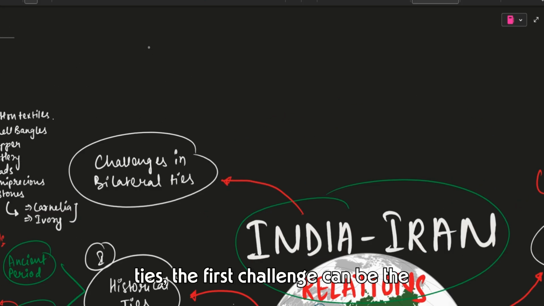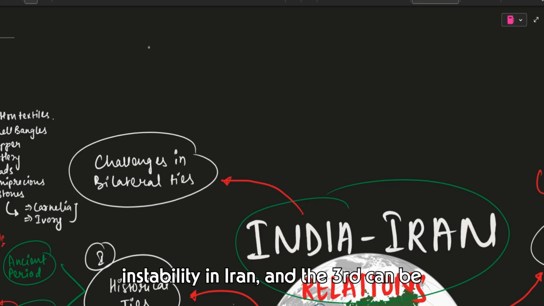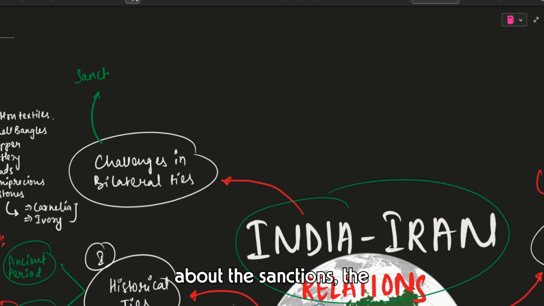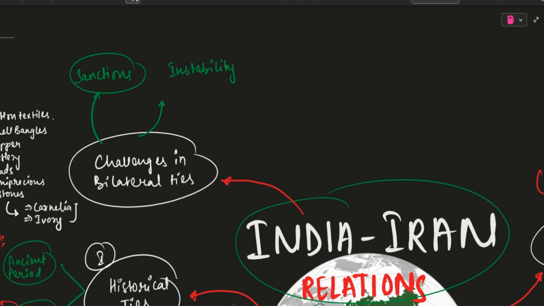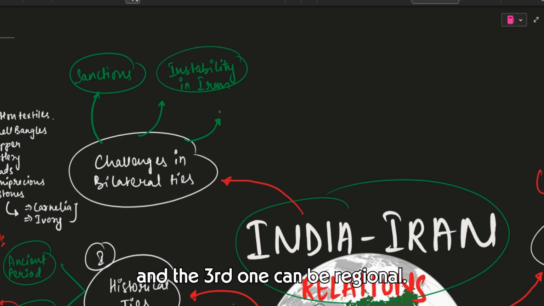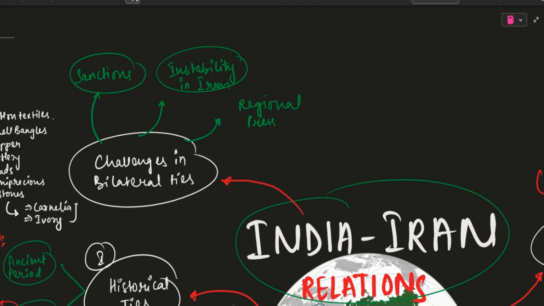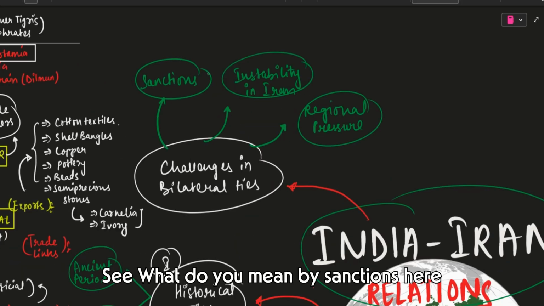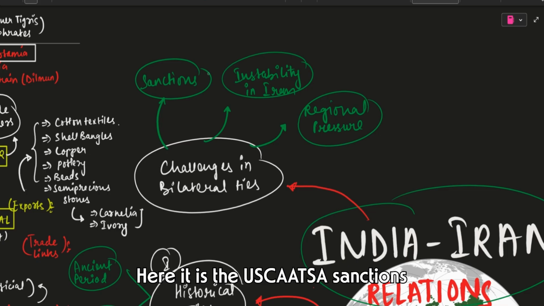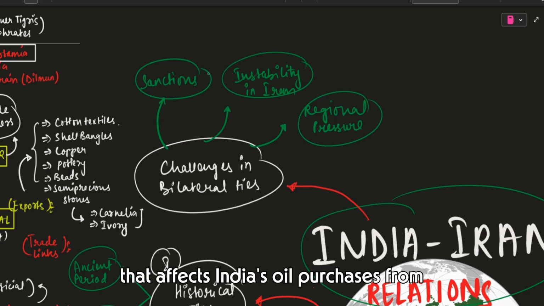The first challenge can be the sanctions, the second can be the instability in Iran, and the third can be regional pressure. We'll just quickly write this. See, what do you mean by sanctions here? It is the US CAATSA sanctions that affect India's oil purchases from Iran, and second, the rupee-rial payment route being disrupted.